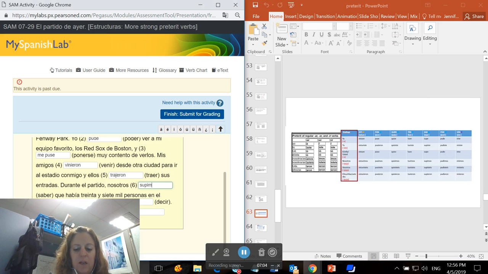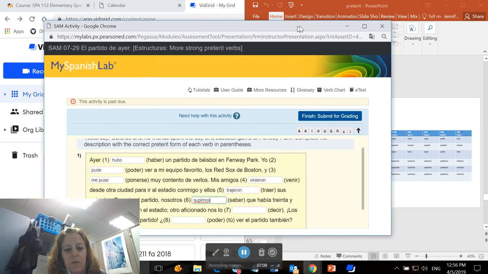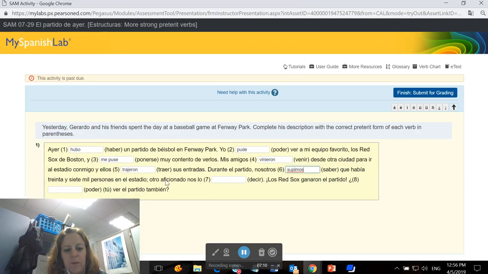And this one changes meaning in the preterite, so it actually means we found out. Let me move this over. So, durante el partido nosotros supimos que había 37,000 personas en el estadio. Otro aficionado nos lo blank. So the other fan told us. So you're conjugating for the fan. Remember, you don't ever conjugate for these guys. You conjugate for who's doing the saying or telling.